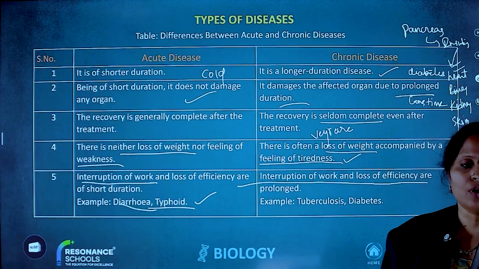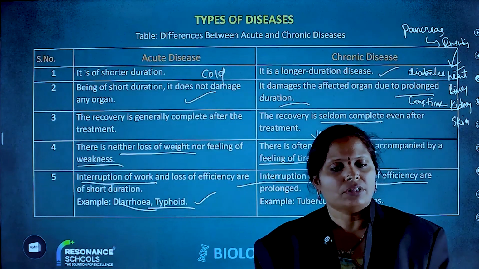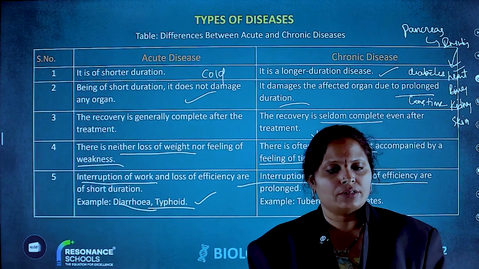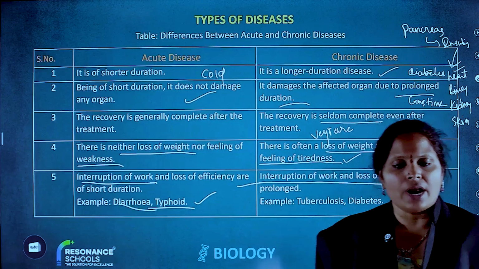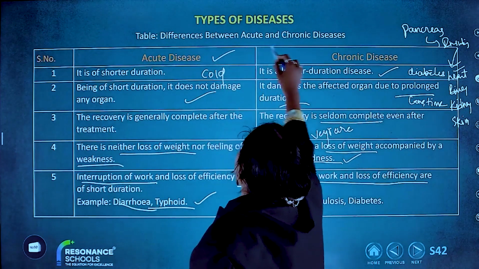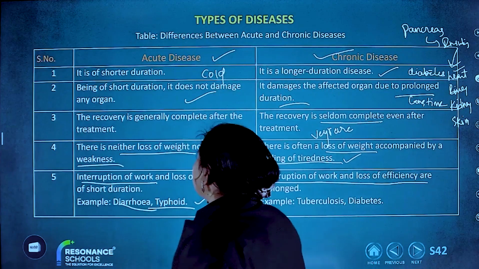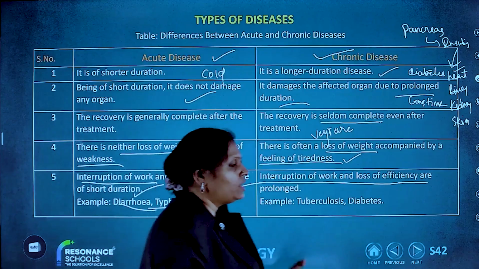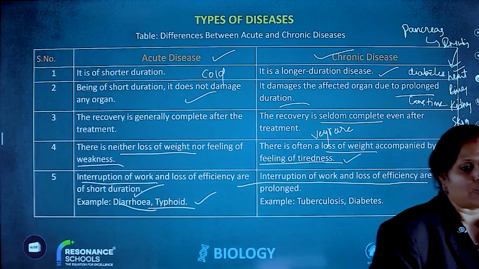Can thyroid be cured? Thyroid cannot be cured. Thyroid can be regulated. It is also a chronic disorder. Got it? Okay. So, these are the differences between acute and chronic diseases. Examples of acute disease are diarrhea and typhoid. Chronic diseases are tuberculosis and diabetes.